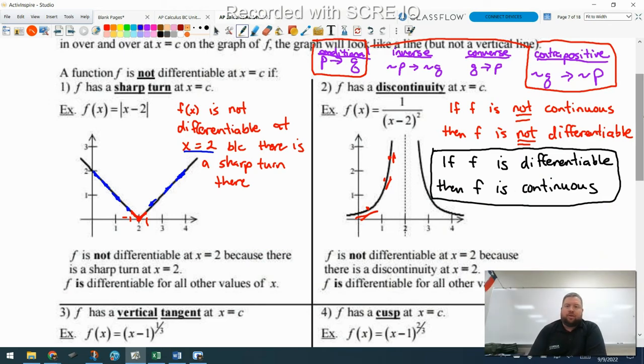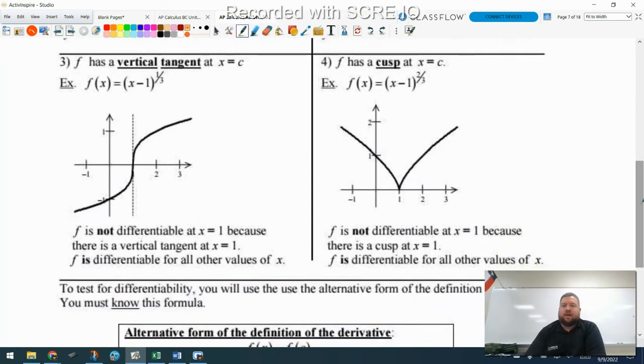All right, so the third way that you can have a function be not differentiable is if there is a vertical tangent. So right here, there's a vertical tangent line. We would say f is not differentiable at x equals 1 because there is a vertical tangent at x equals 1. Again, f is differentiable for all other values of x. So it's just this one location where the derivative does not exist.